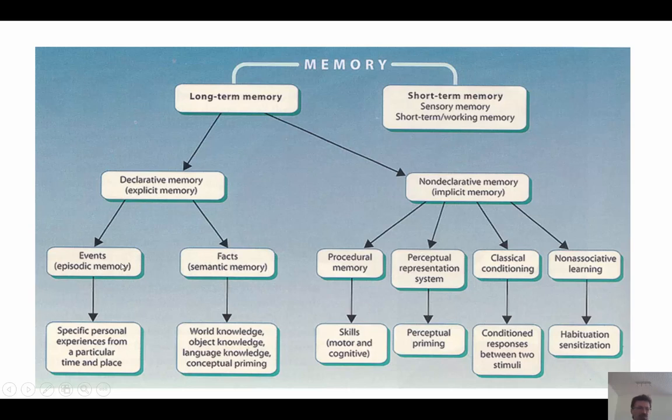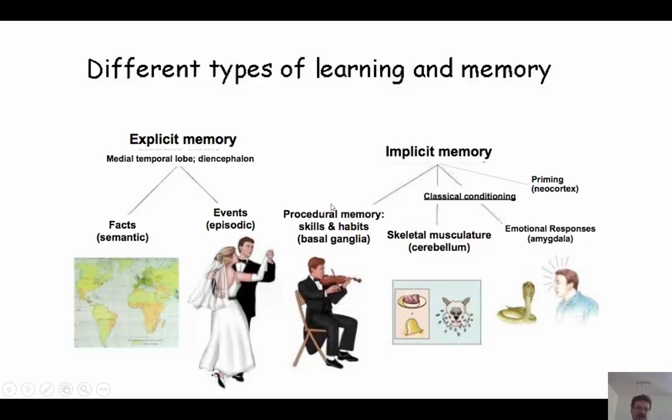An event would be what happened to you 3 years ago on your birthday. A fact would be a definition, like the definition of learning or the definition of memory. Under non-declarative memory, there are many different types. We talk about procedural memory, the acquisition of skills. We talk about perceptual memory, which has to do with priming. And then we talk about associative learning, like classical conditioning. This diagram just simplifies what we saw in the previous diagram and gives a couple more examples of how these processes take place.